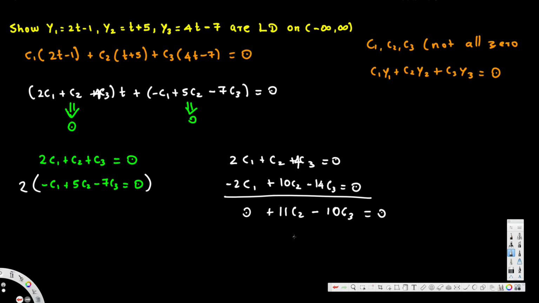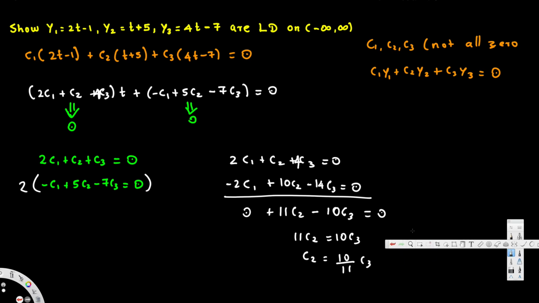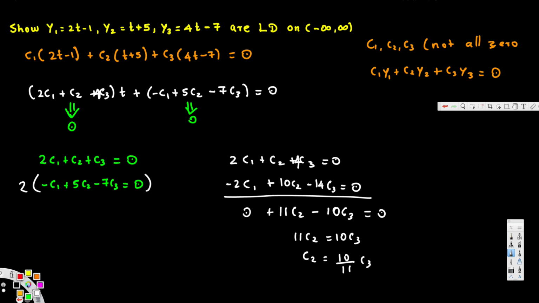So here we are getting 11c2, and if I move this 10c3 to the other side, that's going to be negative 10c3. Then if we solve for c2, it becomes negative 10 over 11 c3. Now the next thing is we have to choose a C3 value. You can choose any value. The best thing is to choose a value that can cancel this denominator. So if you choose 11 for this, that will be better.